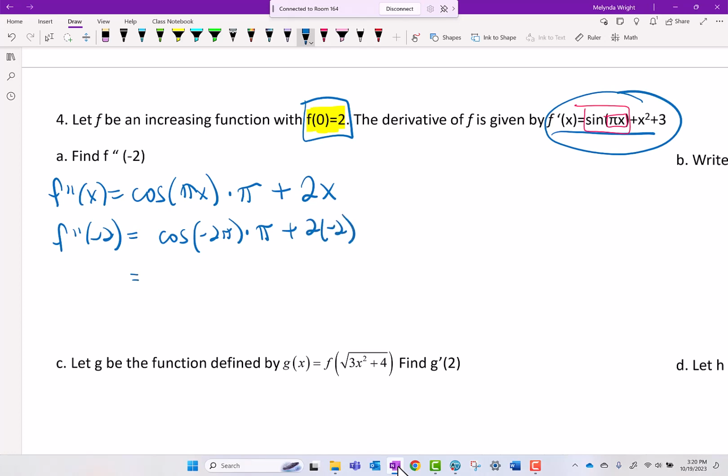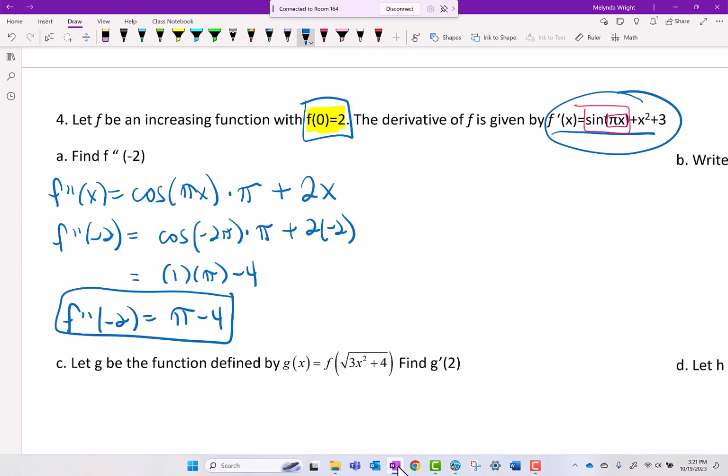And you see why we have to know unit circle values? Right? We need to know what cosine of negative 2 pi is. Do we know what it is? It's 1. So I have 1 times pi minus 4. So f double prime of negative 2 is pi minus 4, and we're done.